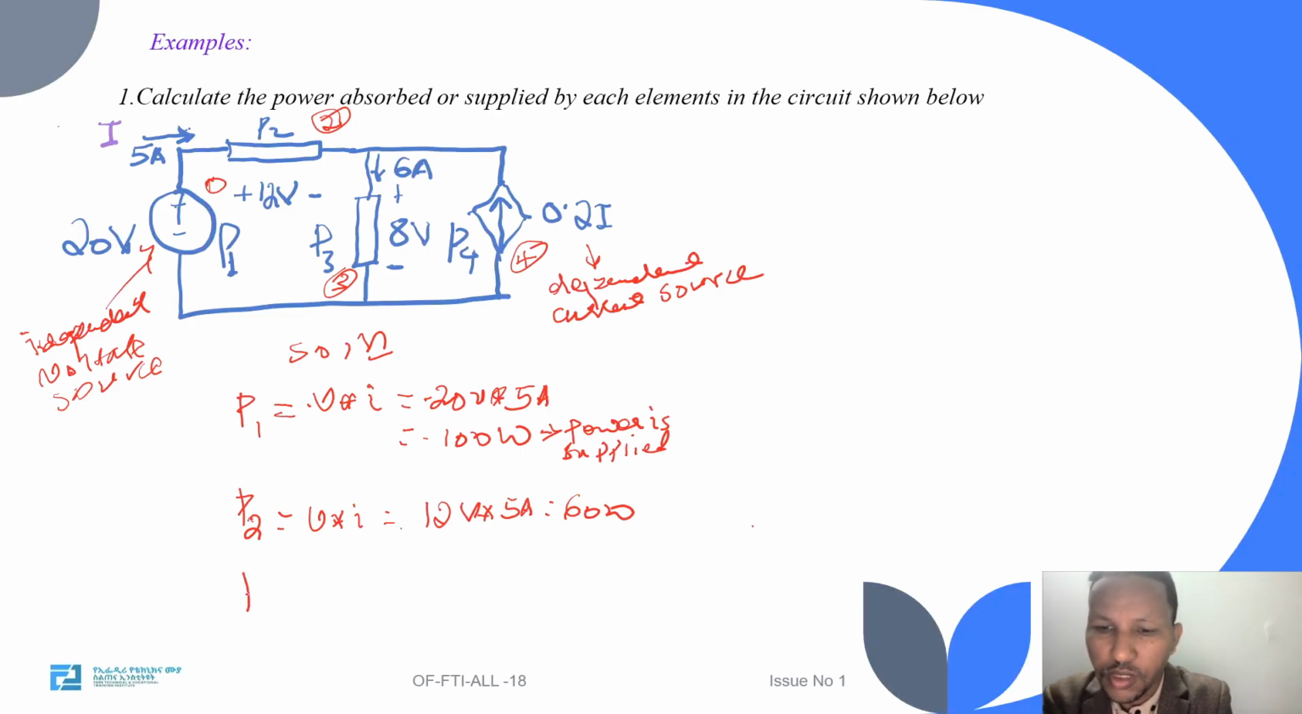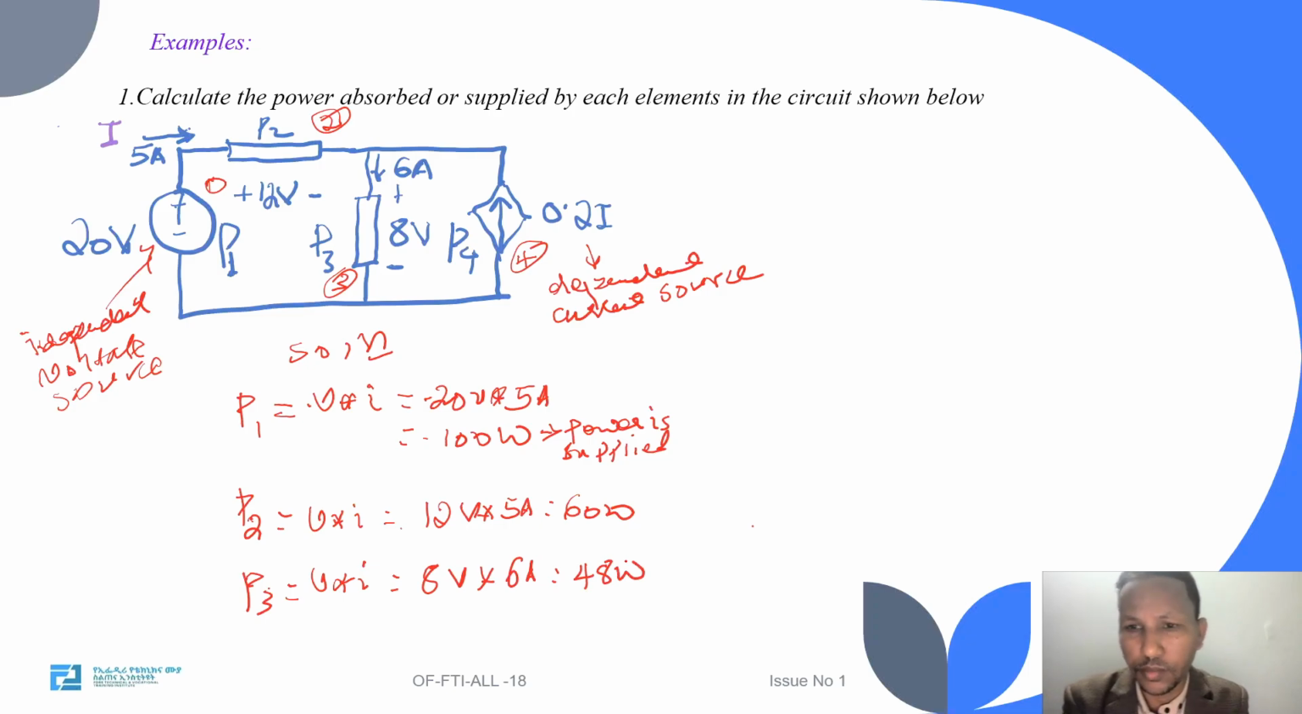When it comes to P3, again, the current is entering the positive terminal and leaving the negative terminal. So P3 should be given by voltage times current. For this element, the voltage is 8 volt times the current of 6 ampere, so this should be 48 watt.